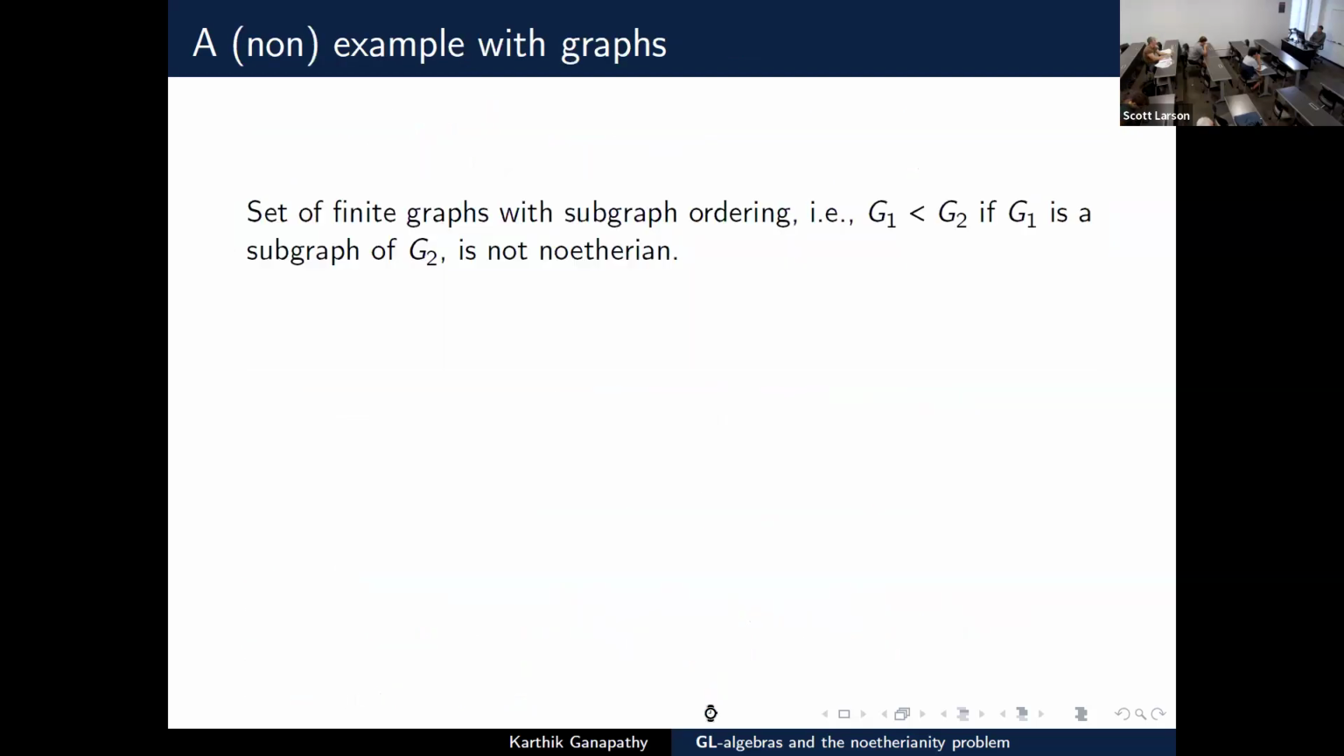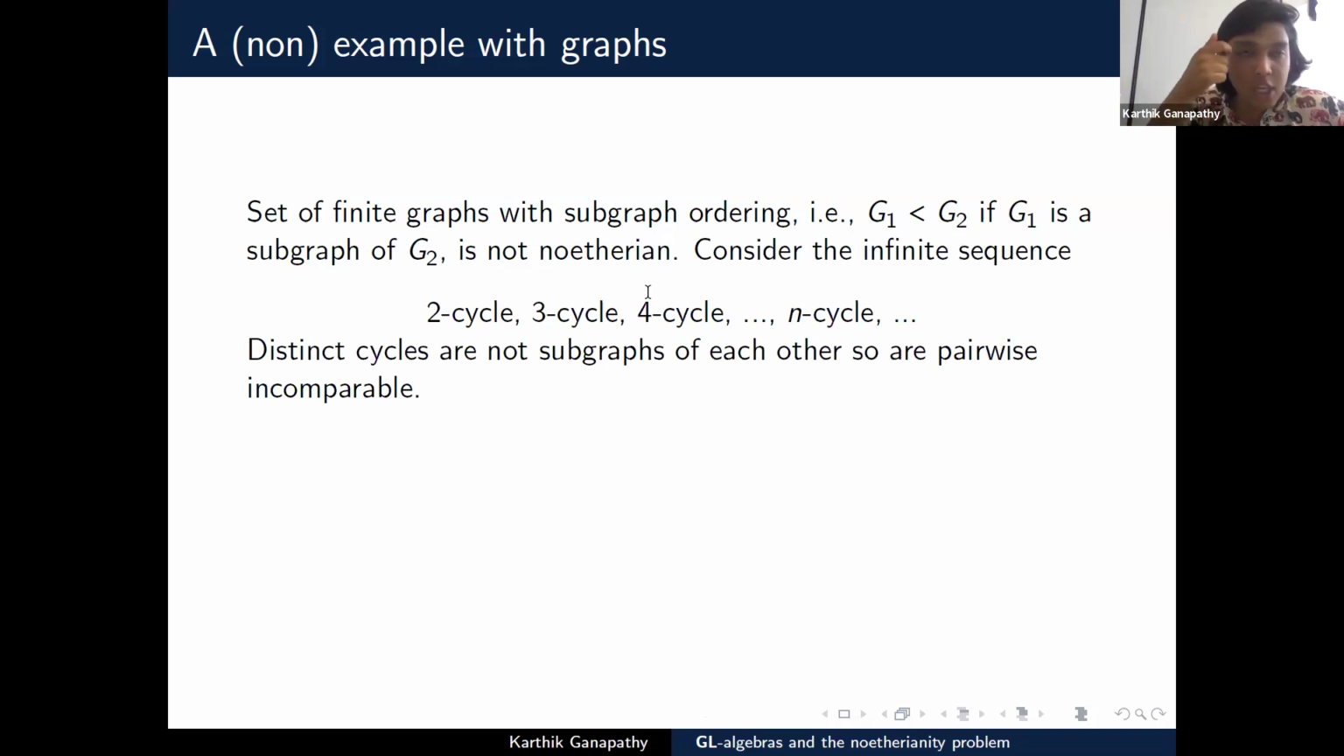Right. So now I want to give a non-example of a poset which is not Noetherian. If you take the set of finite graphs with the subgraph ordering, so we say two graphs G1 and G2 satisfy G1 is less than G2 if G1 is a subgraph of G2, then the set of all finite graphs with this ordering is not Noetherian. The key example to keep in mind is an infinite sequence: 2-cycle, 3-cycle, 4-cycle, 5-cycle. By n-cycle I mean you have n vertices, 1, 2, 3 till n, and you connect i and i plus 1 and go on till you connect n and 1. So distinct cycles are not subgraphs of each other. So these are pairwise incomparable.